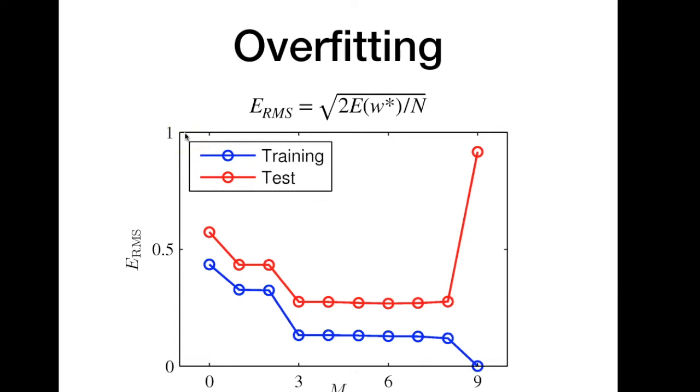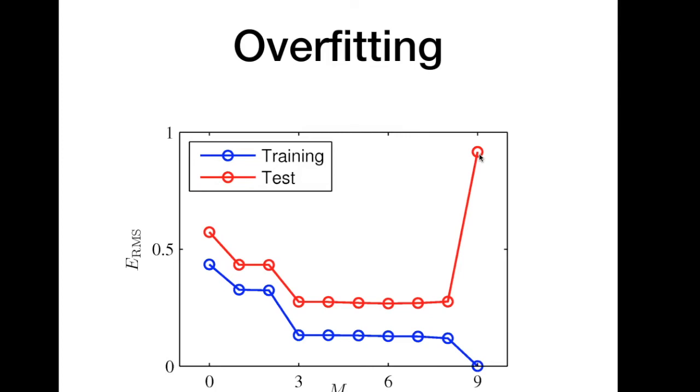The plot of this error relative to the polynomial order is shown in this figure. As you can see, the training error reduces to 0 for m equals 9, but the test error is very high. So when m equals 9, your training error is exactly 0, but your test error is very high. This is because the ninth order polynomial exactly fits the training data but doesn't generalize well to a new test sample. This problem is known as overfitting.